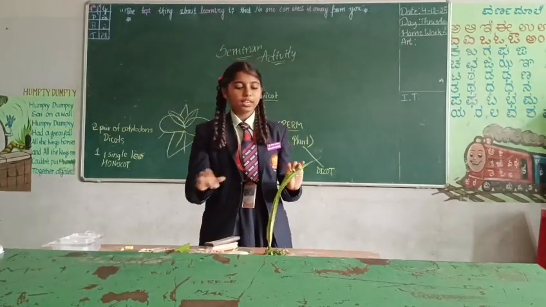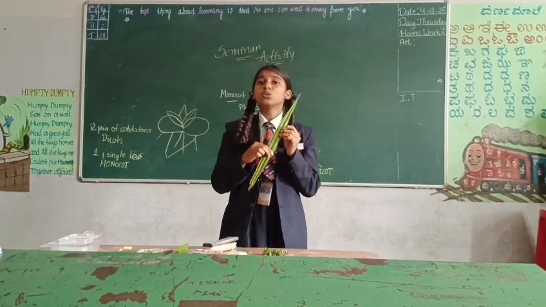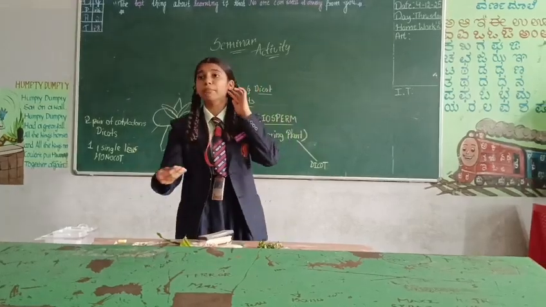And here you can see parallel venation. They have parallel lines, strap-like lines. So these are known as monocots. Like this we can classify by their leaves.